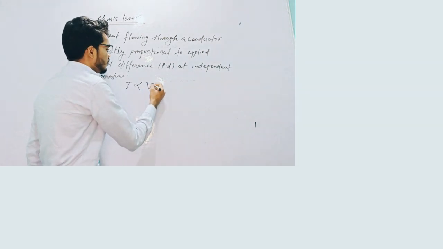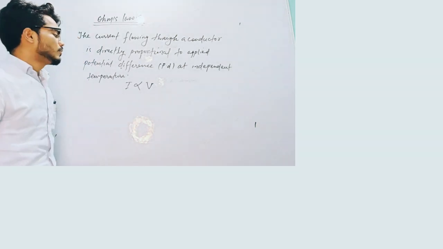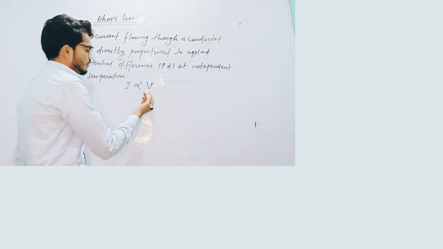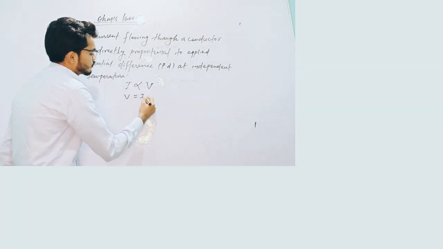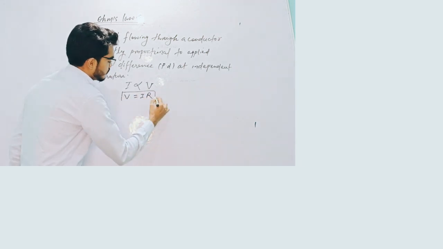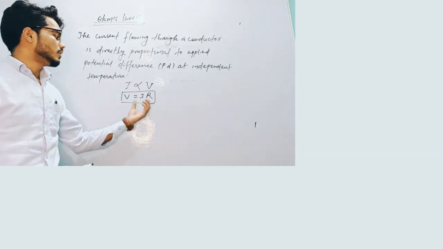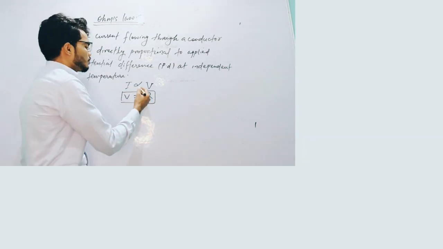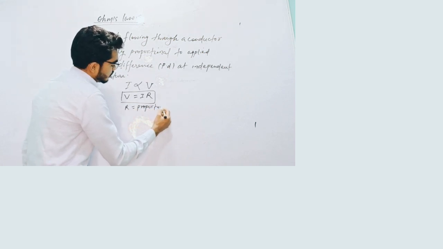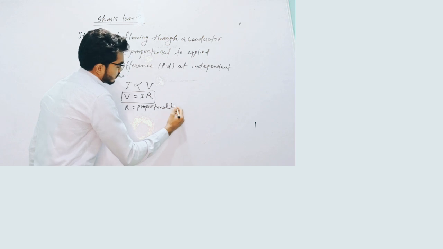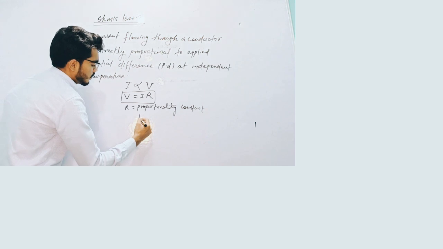This V is called the potential difference. I is directly proportional to V, so V is directly proportional to I. The proportionality sign is removed by introducing a constant, so V equals I into R, V = IR. It means that the potential difference depends on the current times the resistance. This R is called the proportionality constant, which is called resistance.